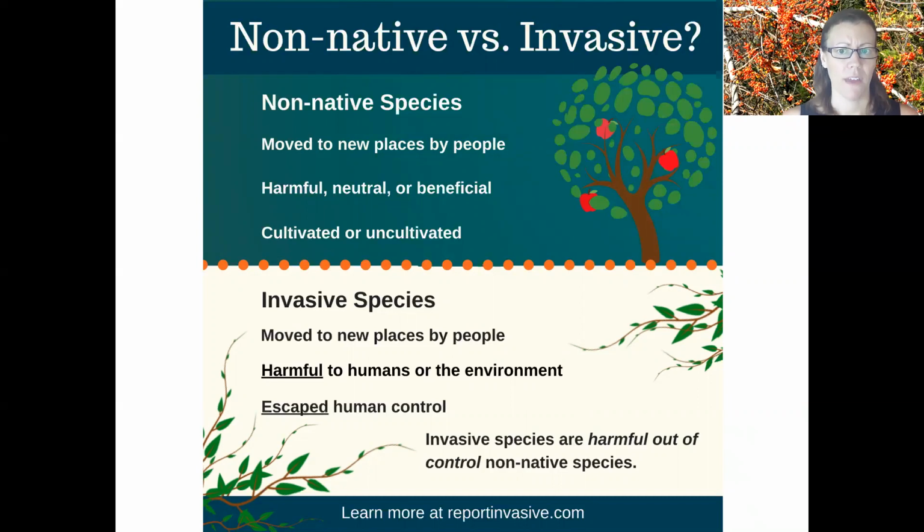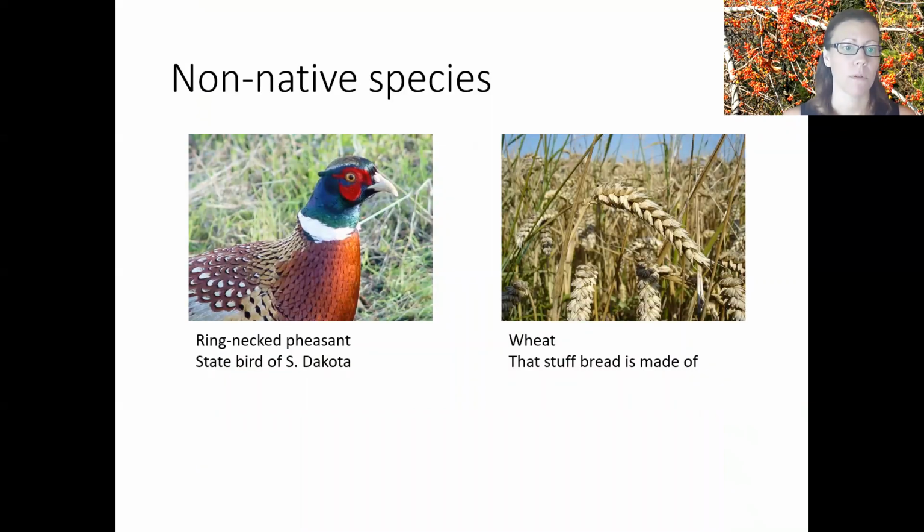And also remembering that there are plenty, and here are just a couple, plenty of non-native species that are not harmful, are not problematic. So in fact, the ring-necked pheasant is the state bird of South Dakota. That is a species native to Asia, introduced in the late 1800s. Wheat, where you get your Wheaties from, right, is native to the Middle East. So lots and lots of cultivated crops, and plants and animals that we like in our landscape, are not native to Massachusetts or to wherever you're living.